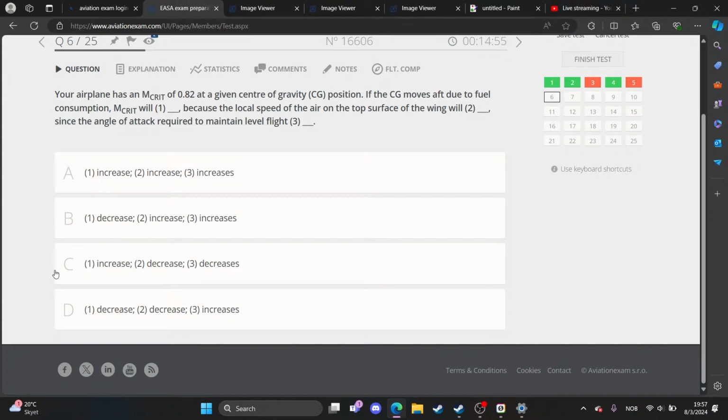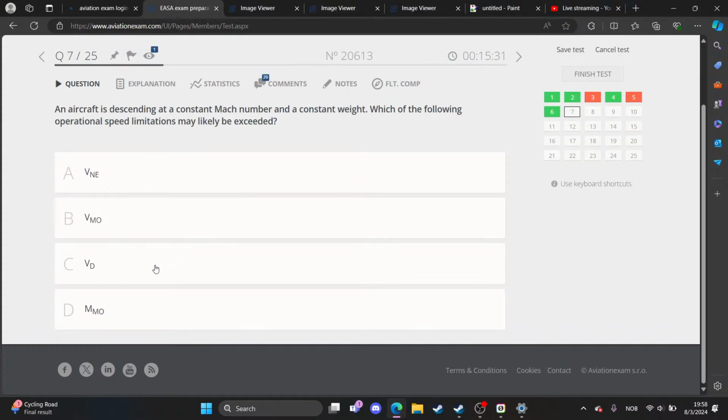Am I climbing? No? Okay. I guess because if you do get shock waves, temperature will increase, which means local speed of sound will increase. I guess. That does make sense. Local speed of sound should be the same. Since the angle of attack required to maintain level flight decreases. Okay, and then I guess increase, decrease, decrease.